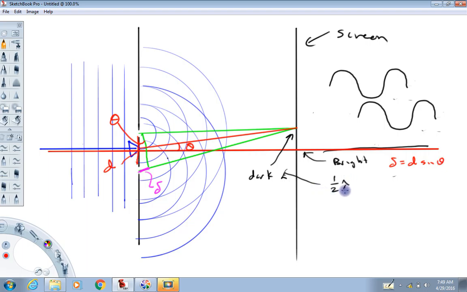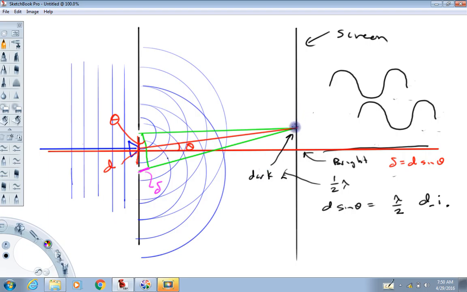And now kind of putting these things together. To get destructive interference, this distance, 1/2 wavelength, has to equal the difference in path length, or d sine theta. So I'm going to go ahead and write that equation out in black. So whenever d sine theta is equal to 1/2 wavelength, we're going to get destructive interference. Basically, then we get a dark spot.